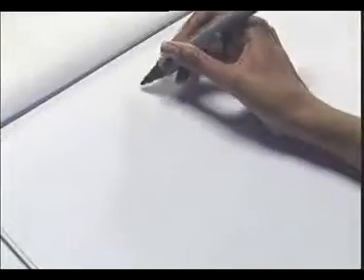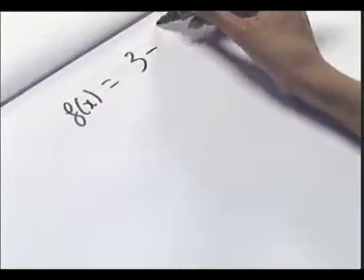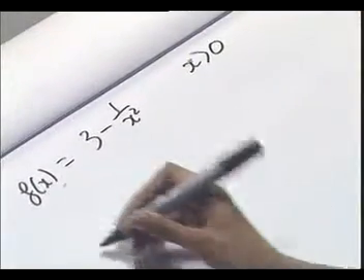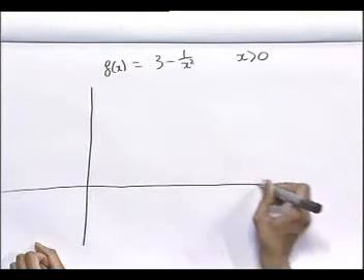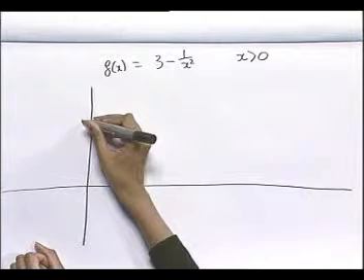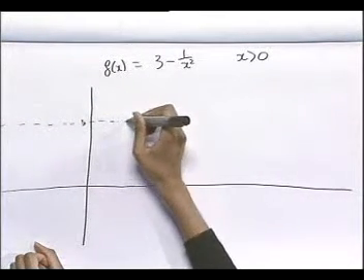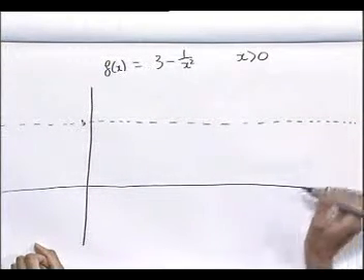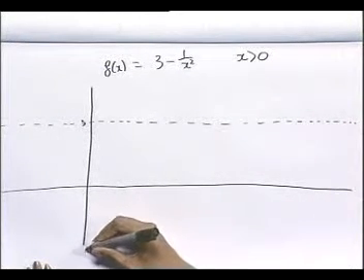Here's another function with a limit. This time we'll have f(x) equals 3 minus 1 over x squared for x greater than 0. So I'll just sketch this graph. We'll have 3 about here. Right, this graph looks something like this.